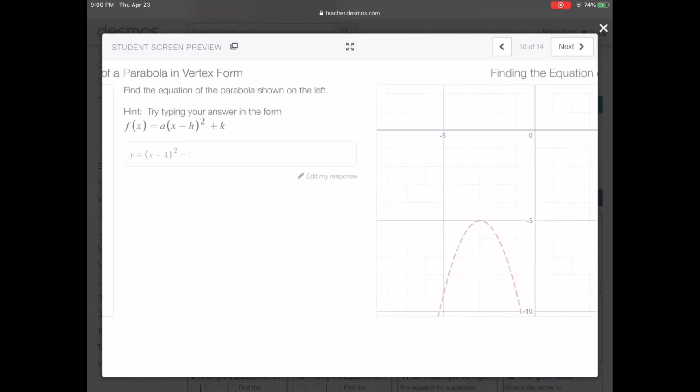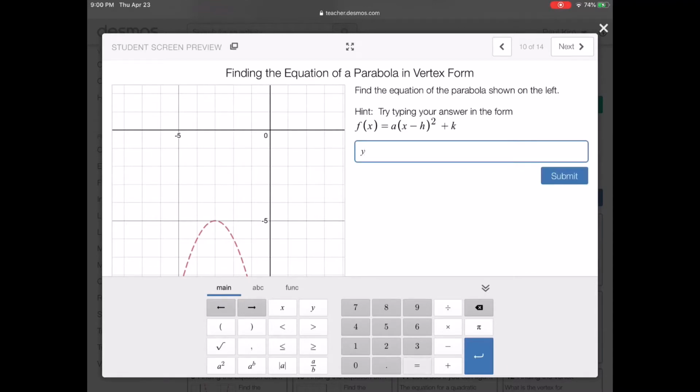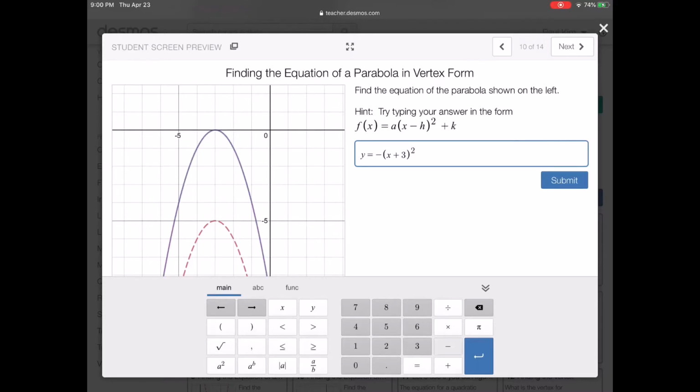In this case, I have a concave down parabola. So what that tells me is that I'm probably going to need a negative in the front. I don't know what the a value can be. It could be -2, -3. Now my vertex here is at -3, -5. So because my vertex is at -3, I know this is x minus -3, which is really just x plus 3. And then because it got shifted down 5 units, I'll put -5. And it matches very nicely.